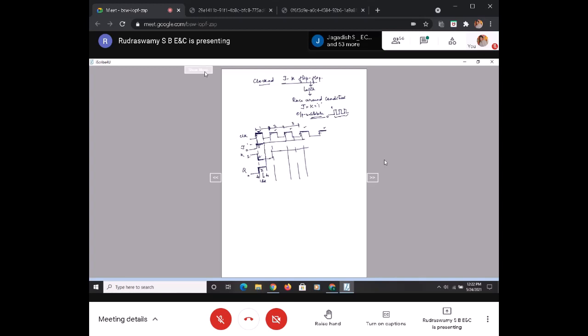Okay. Then when the clock becomes 0 here, irrespective of what my J and K are, what should be my output Q now? When the clock is 0, what happens to your latch? Is it enabled or disabled?